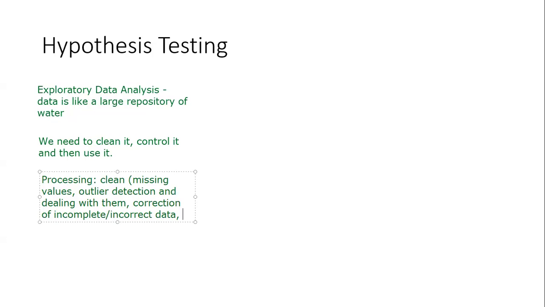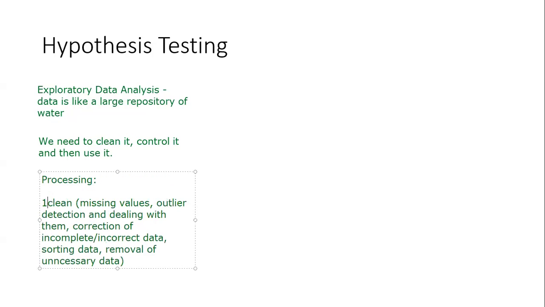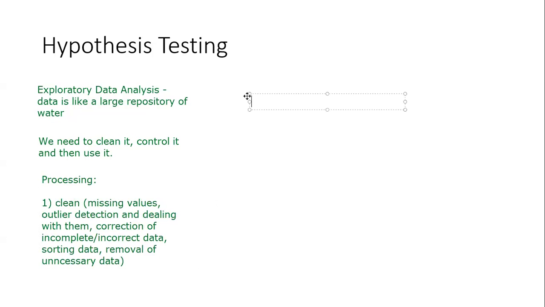Sorting also. Yes, sorting data is also good. You can say removal of unnecessary data which we don't need for the analysis. Okay, and there are other activities as well which you have not mentioned, but they are there. So that is called processing. In processing, the first thing is cleaning. Okay. What's the other thing in processing?